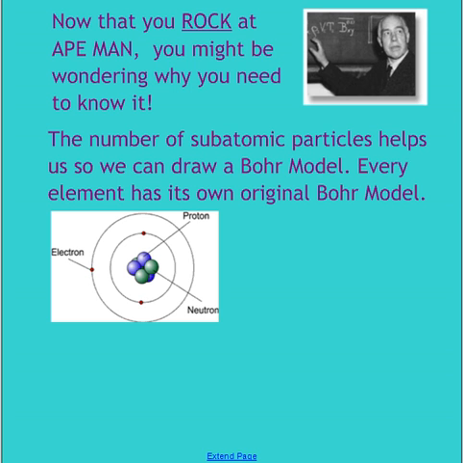A Bohr model is what you normally see when we show you what an atom looks like. Every element has its own original Bohr model, and this was invented by a man named Niels Bohr, as you can see up in the picture. He wanted to show the atomic structure, because atoms are very, very small. We can't see them without a microscope, and we don't have microscopes of that capacity here. So he came up with the Bohr model, and so we are going to draw Bohr models to represent what each atom looks like. And remember, each atom is different because they all have different numbers of subatomic particles.